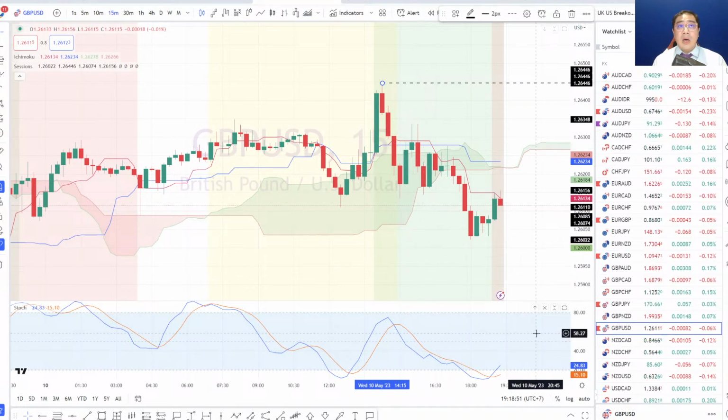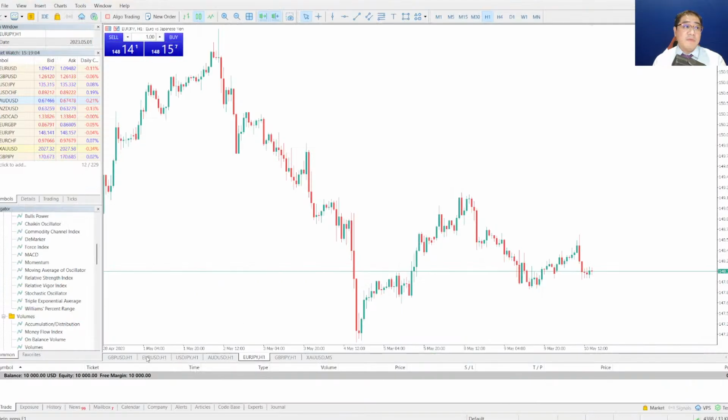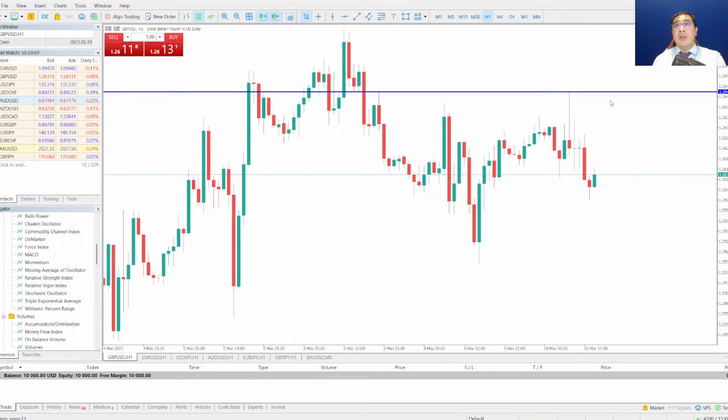Okay, so here we've got the pound USD. We already have a little bit of resistance at 1.2650. We're going to use that as our buy stop, and in terms of looking at sell stops, we don't have that yet. So I'm just going to go into the MT5 here. So I'm going to limit that at 1.2650.